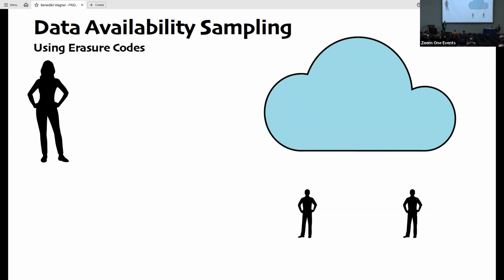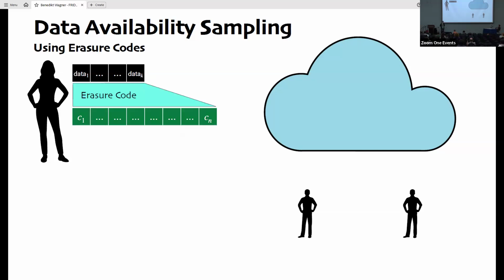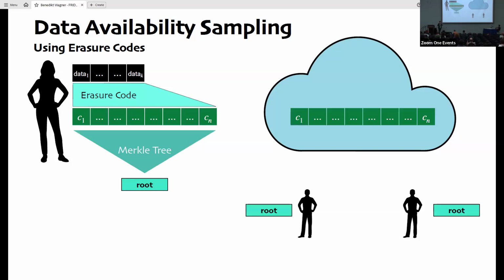Now let's improve this. How can we do that? We use erasure codes. So let's say, again, Alice has her k chunks of data. Now she redundantly encodes them using an erasure code into, say, a code word C1 to Cn. For concreteness, think of this as being twice as long as the data. And now she computes the Merkle tree on top of that. The clients download the root, and the code word is stored on the network.